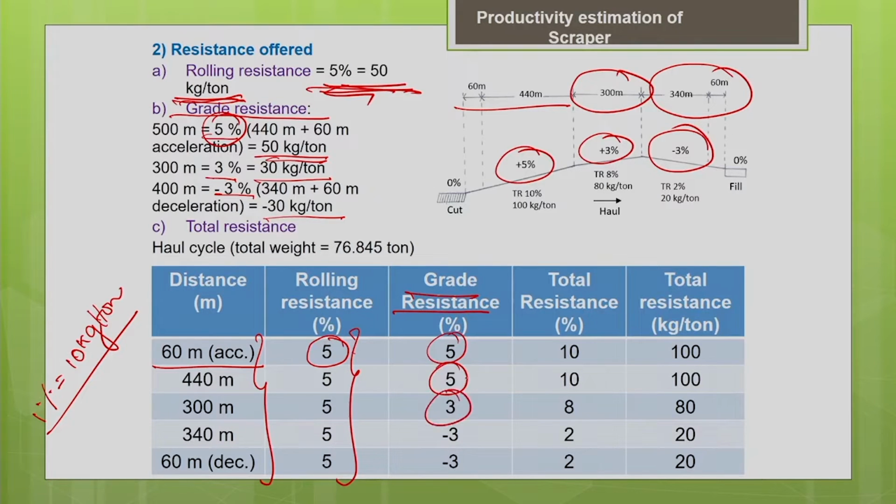300 meter, it is plus 3%. Then the 340 meter, you can see it is minus 3%. And the last 60 meter, you can see it is again minus 3%. You add both rolling resistance percent plus grade resistance, and you will get the total resistance in percentage. 5 plus 5, 10; 5 plus 3, 8; 5 minus 3, 2. So, like that you add both. Now, you can also express it in kg per ton. Okay, just multiply it by 10. 10 into 10, 100 kg per ton. 8 into 10, 80. 2 into 10, 20. So, you can use either one of these, but I have expressed both.